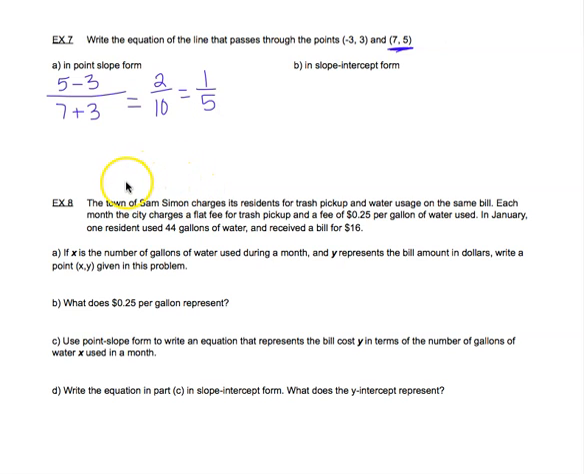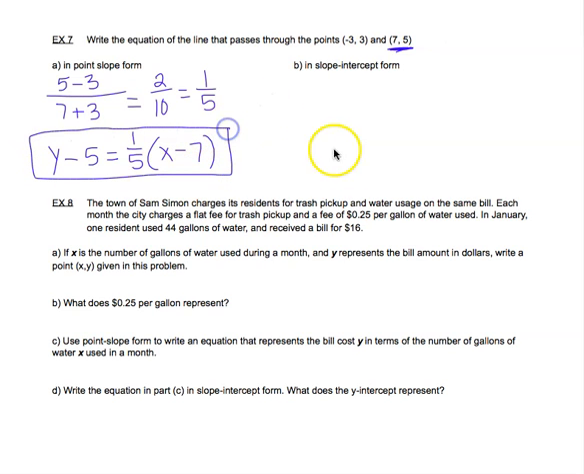In point slope form, you could choose either of these 2 points to use. I am going to choose this one that I already have underlined because it doesn't have negatives, and I like working with positives better. So y minus the y1, which is 5, equals my m, which I calculated as 1/5, times x minus 7, because that's my x1.